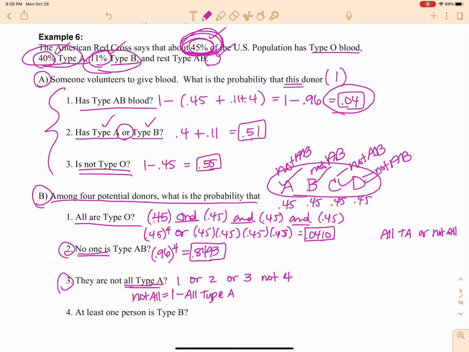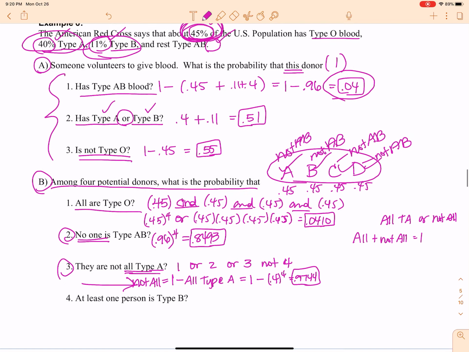If we're thinking of that as my two possible outcomes, that means all plus not all is going to equal 1, all my possibilities. So mathematically, I can think of not all of them being type A as 1 minus all of them being type A, which gives me 1 minus 0.4 to the fourth, since type A is 40%. That would give me 0.9744. Neato speedo. It's a little hard to understand, that's why I'm taking my time explaining it to you.